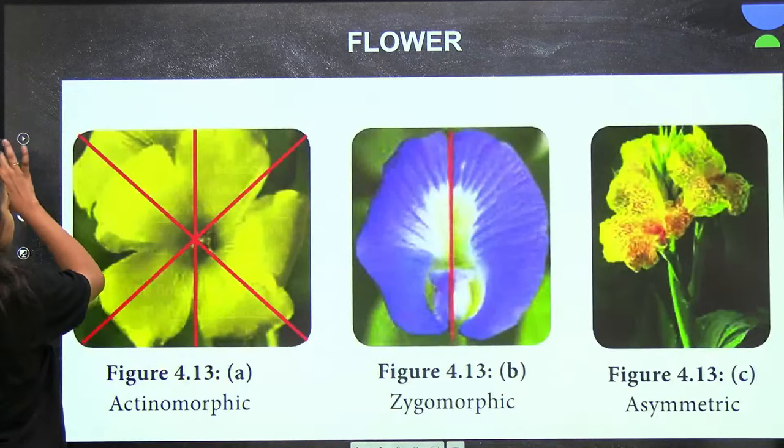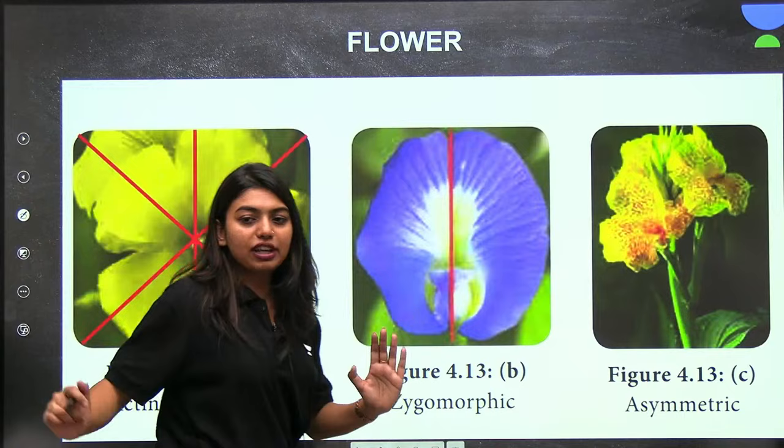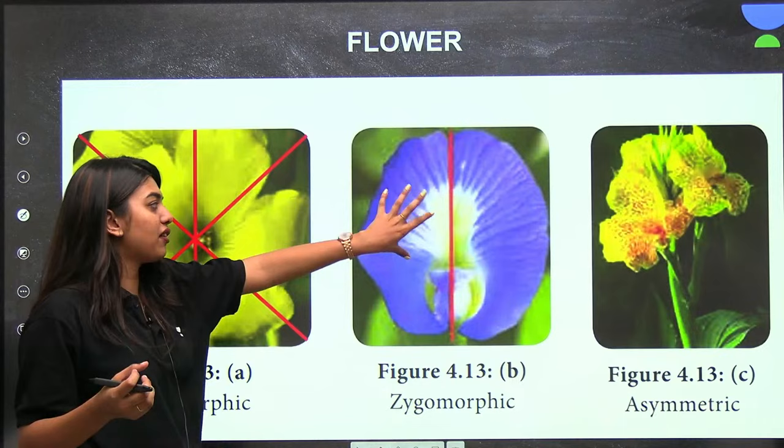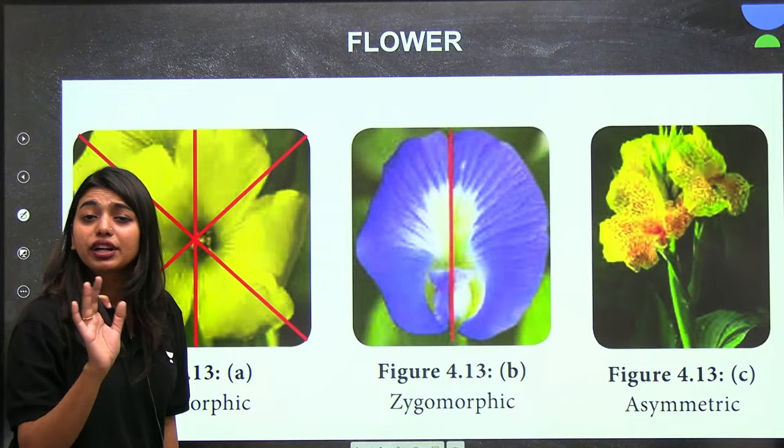Okay, now we are going to understand the symmetry properly. Students, look here. If I cut this flower in any portion, I'm going to get two equal halves. But look at this, this is a pea plant flower. Here, only if I cut in this plane, I'm going to get two equal halves. Otherwise, I won't get two equal halves.